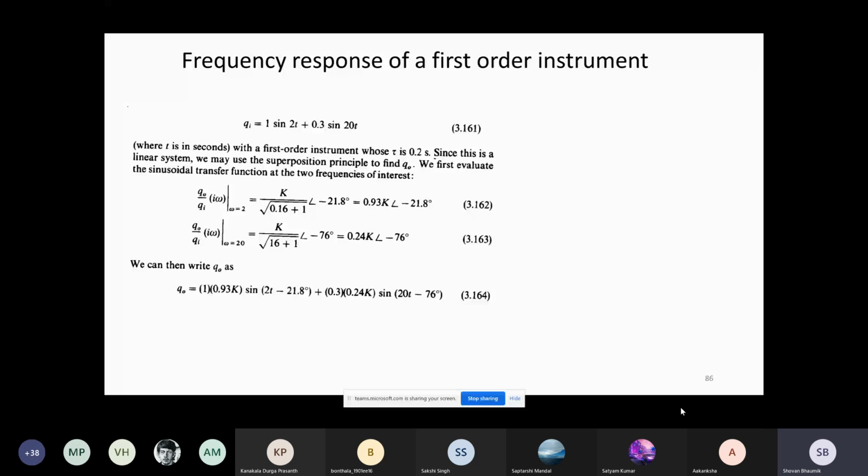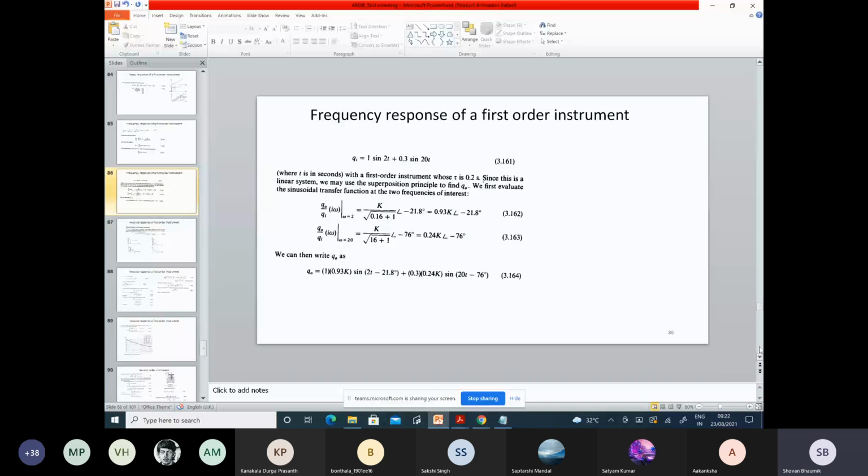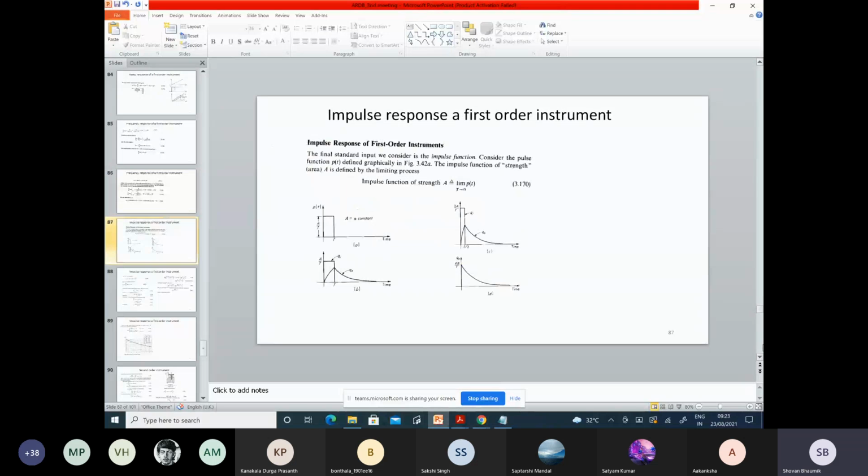So a first order system can act as a low pass filter. You need to know the input frequency, and that should fall in the pass band to get the output, so that you can measure such an input. So you need to know the approximate frequency range of the input, so that you can design your first order system in such a way that it falls in the pass band and the output is not attenuated. Now let's come to the impulse response of a first order system.